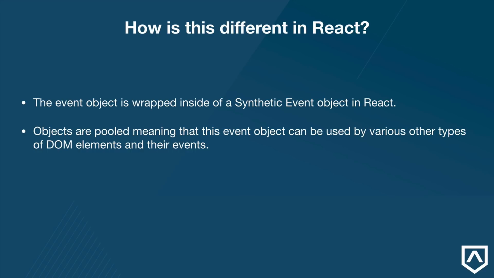So that this event object can be used by various other types of DOM elements and their events. So there could be an on-click event, but it will be pooled into the same object. You don't need to know the inner workings of how that is designed, but that is by design in React's synthetic event object. This is done to help with performance.